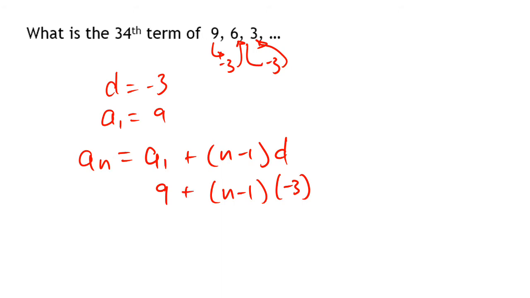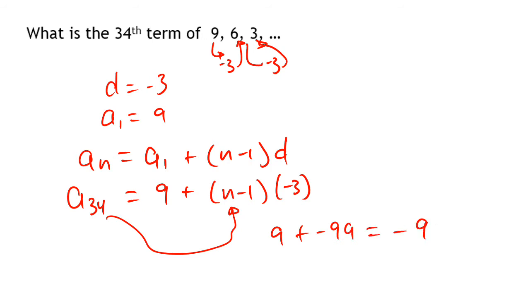So if I want to know what the 34th term is, I'm just going to place the number 34 in for n. So let me grab my calculator here. I've got 34 minus 1, that's 33, and then times negative 3 is negative 99. And when I take 9 plus negative 99, that equals negative 90. So the 34th term would be the number negative 90.